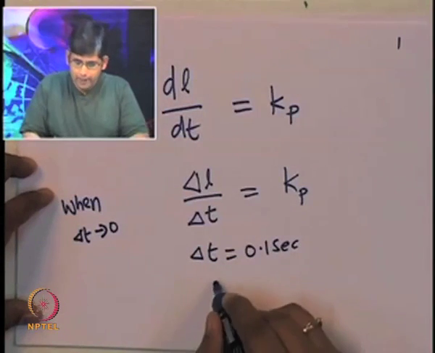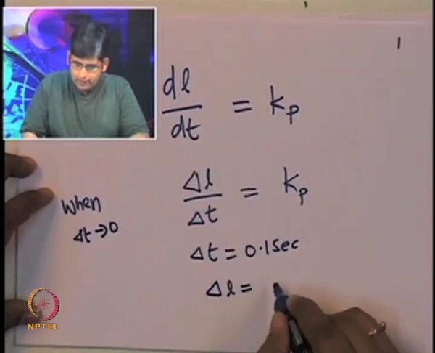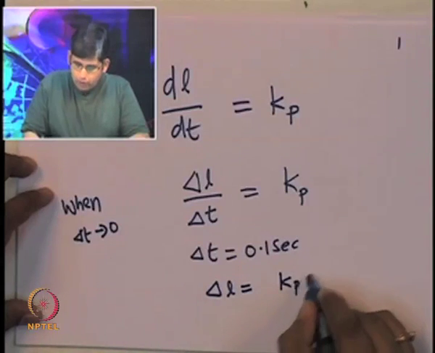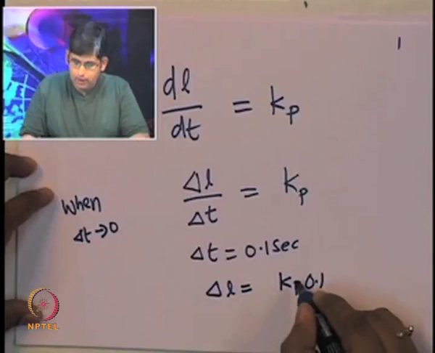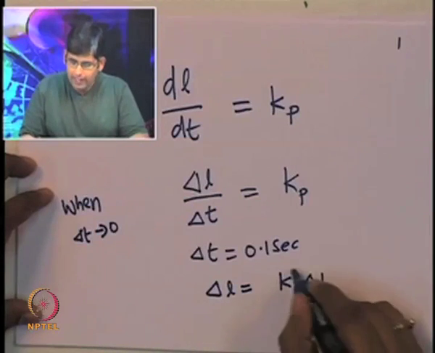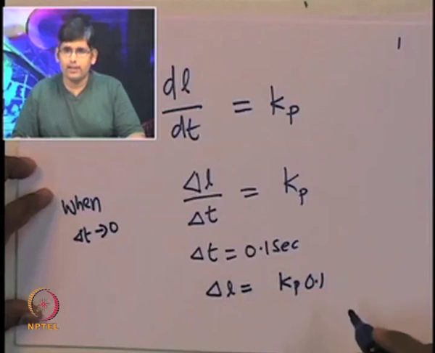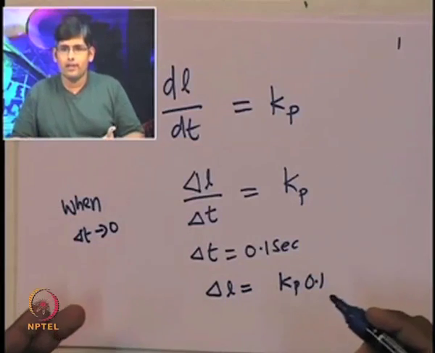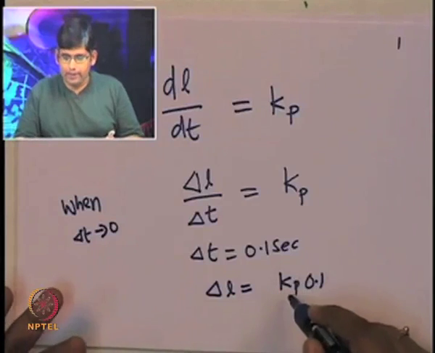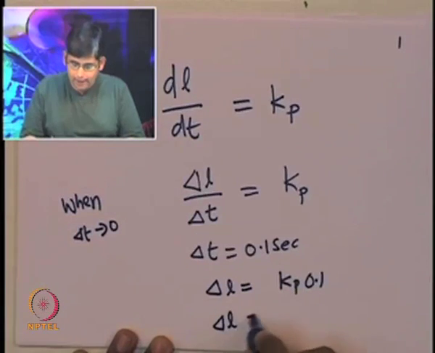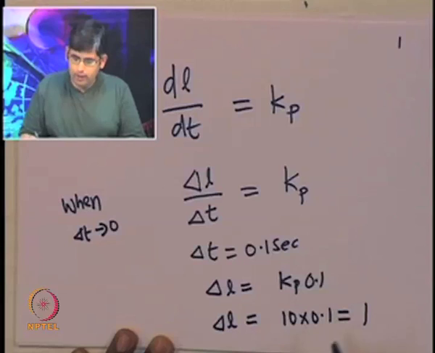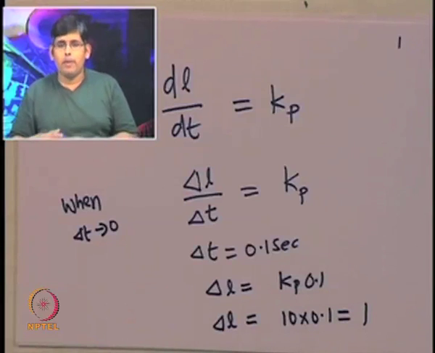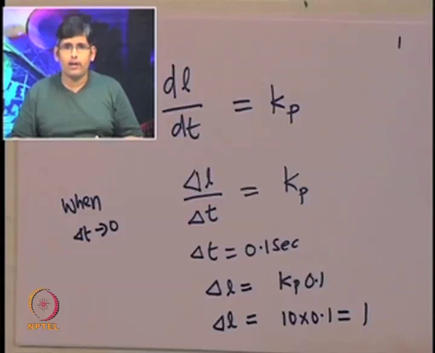So, then what does it mean? Delta L is Kp into 0.1. So, the more the Kp, the more the delta L is. Say Kp is 10. What does it mean? Delta L is 10 into 0.1, which is equal to 1. So, the change in length will be 1 monomer per second.